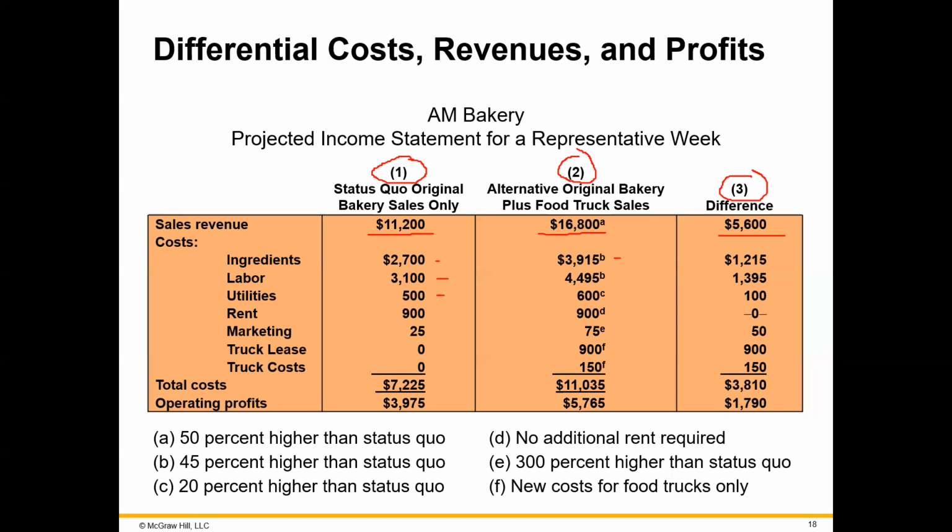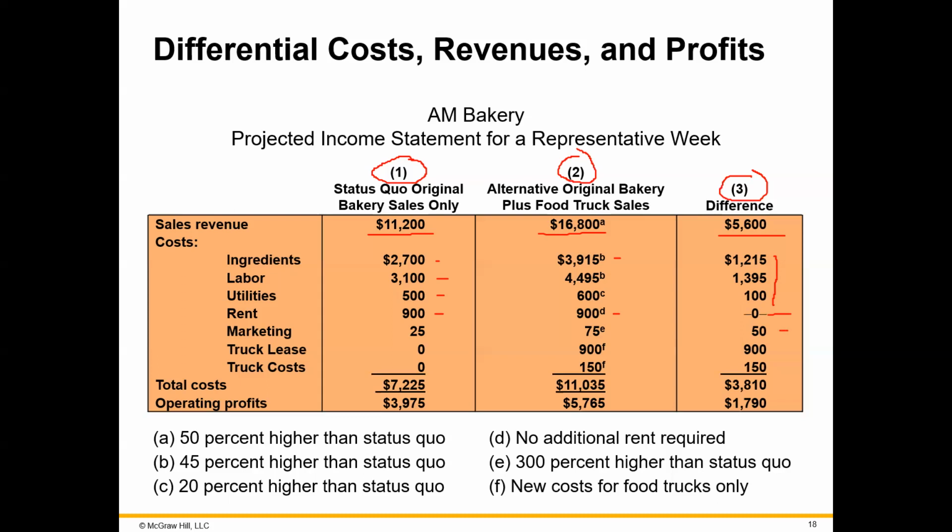But let's take a look at rent. Rent for the building is $900. And rent, if you add the food truck, is also $900. So in this case, this rent is only referring to the rent of the original building. You're not going to have to lease any additional buildings or equipment. And so that's not going to be a differential cost. Remember, a differential cost is going to change with a certain decision. So ingredients, labor, and utilities, these increases represent differential costs, but rent, which stays the same, is not a differential cost. Now you look at marketing, it is going to increase by $50, so that's a differential cost.